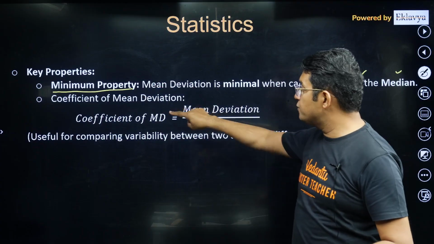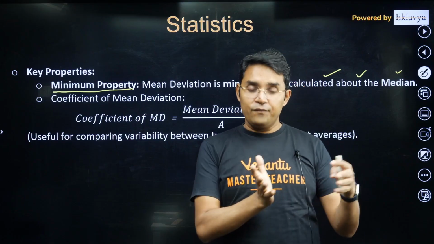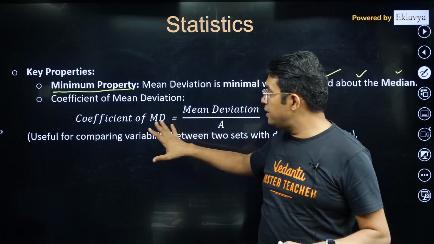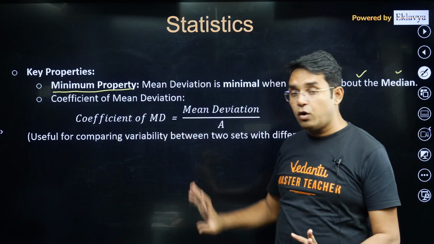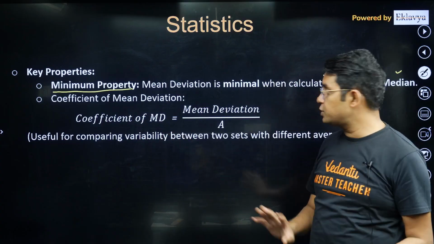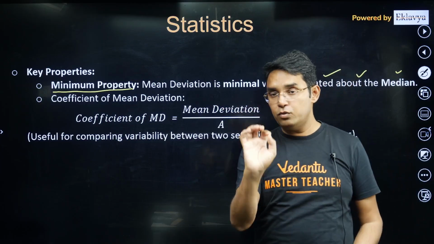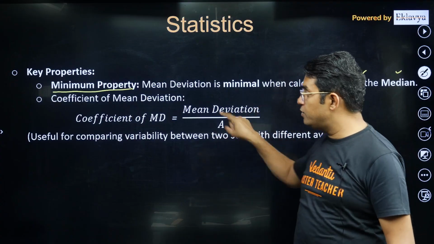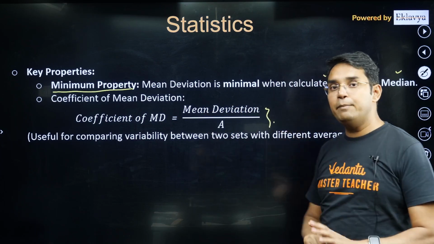Then coefficient of mean deviation. Dear students, coefficient of variation we study with reference to standard deviation, but I have seen coefficient of mean deviation also in some questions. Although it may not be directly in the syllabus, they may ask you. So you should be prepared: mean deviation divided by that mean value, whether median or mean. If you get this ratio, you will get the coefficient of mean deviation. It will make this thing dimensionless.